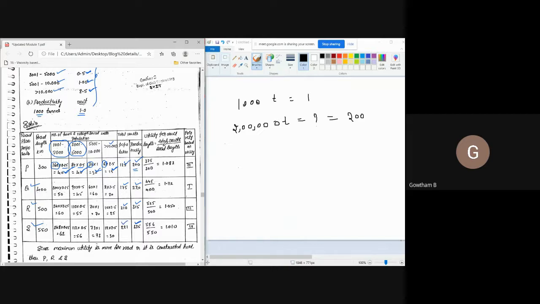Now, you have to calculate utility per unit length using the formula: total units divided by road length. Here total units will be 200 plus 125, that is equal to 325, divided by road length 300. Therefore, utility per unit length will be 1.083. For proposal Q, utility per unit length will be 1.112. For proposal R, it is 1.050. And for proposal S, it is 1.010. Now, based on this value, where the highest value is there, that proposal you have to construct first.